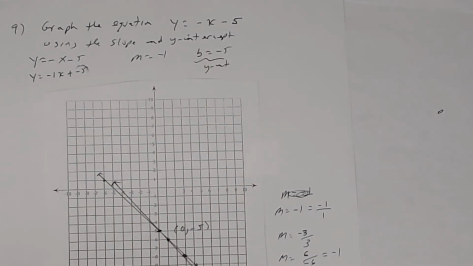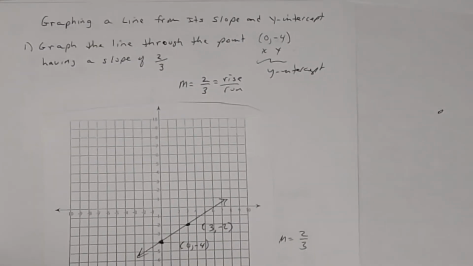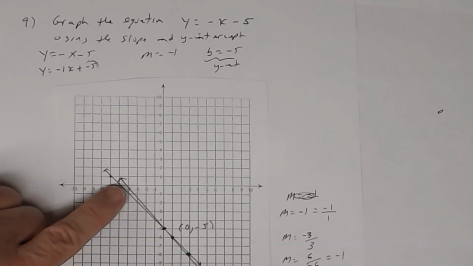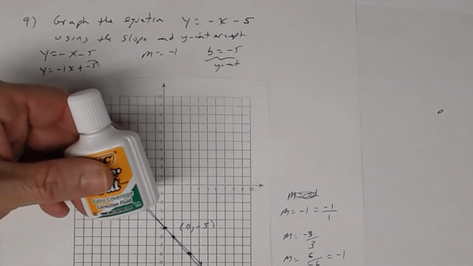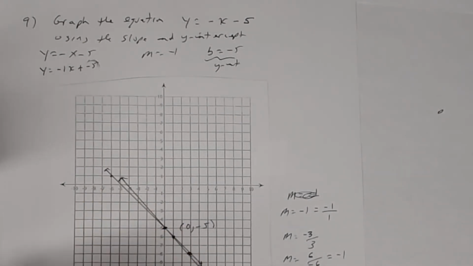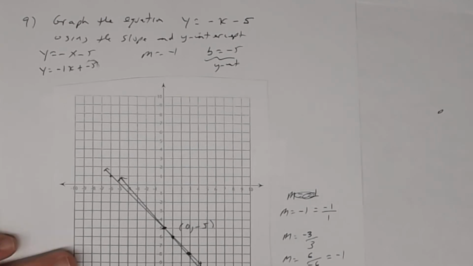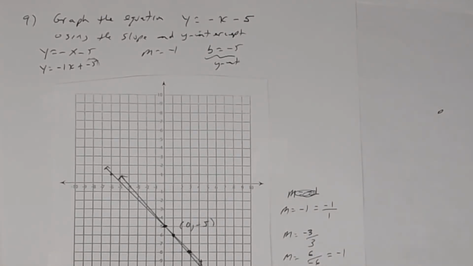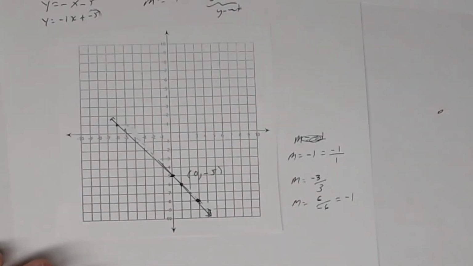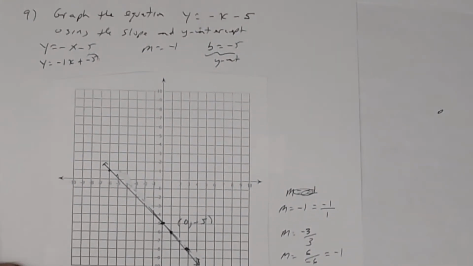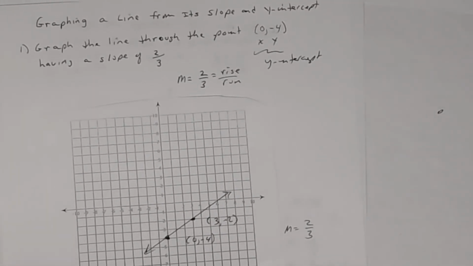All right, so that's going to be the end of this lesson. I'm just going to go ahead though and kind of liquid paper this part off to make it look a little bit better. Okay, so after you use liquid paper, this is what the graph looks like. Okay? All right, so this is the end of this lesson on graphing a line from its slope and y-intercept.